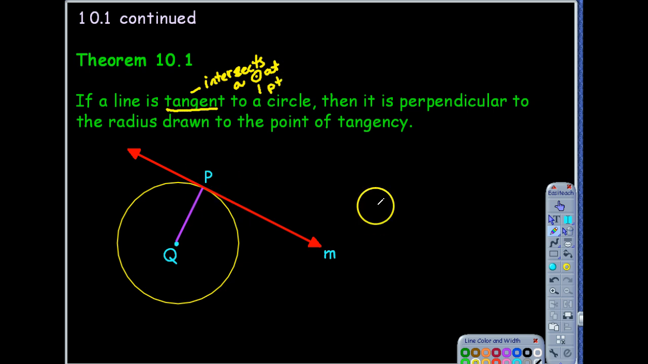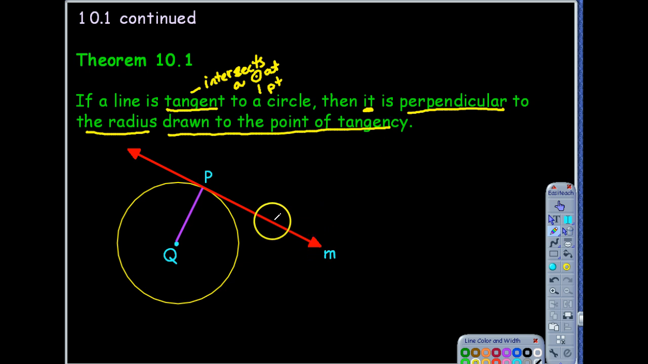All right, so in this picture, which line do you think they're talking about? They're talking about line M. Okay, so this is your tangent line. It says then the line M is perpendicular to the radius, perpendicular to the radius drawn to the point of tangency. Okay, so let's think about what that's basically saying. If I give you a line that's tangent to a circle, it will end up being perpendicular to the radius as long as the radius is drawn to the point of tangency.